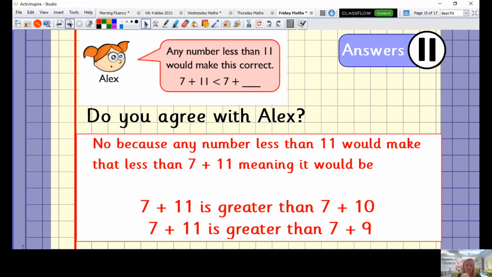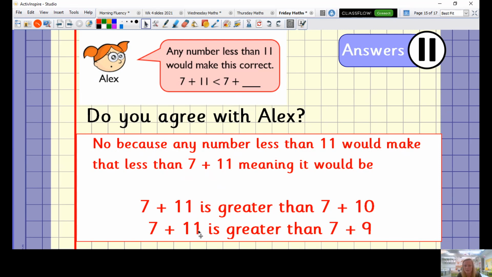Okay, so personally, no, she's not right. I don't agree, because any number less than 11 would make that less than 7 plus 3. So on this side, I've got 7 plus 11. If I had a number less than 11, it would mean it was less than. And at the moment, that says it's greater than. So 7 plus 11 is greater than 7 plus 10. This symbol says less than. Okay, so that's why I don't agree. If that symbol was the other way around, I would definitely agree.